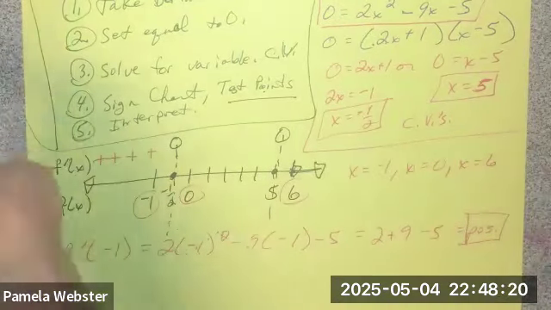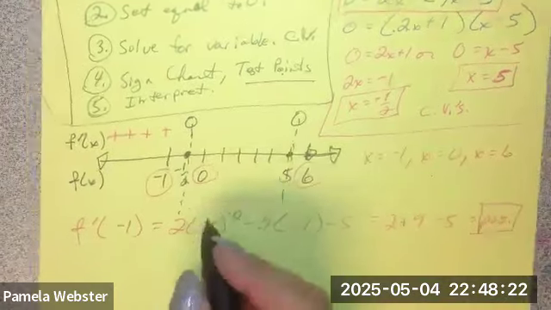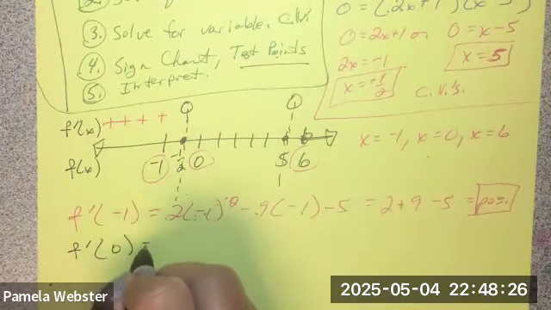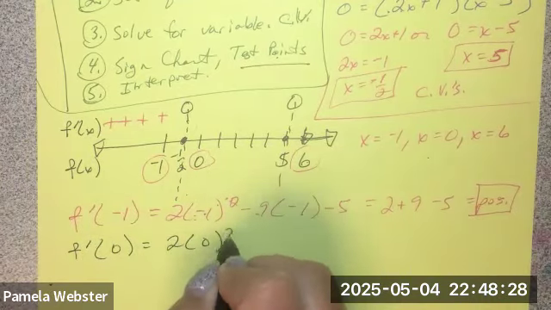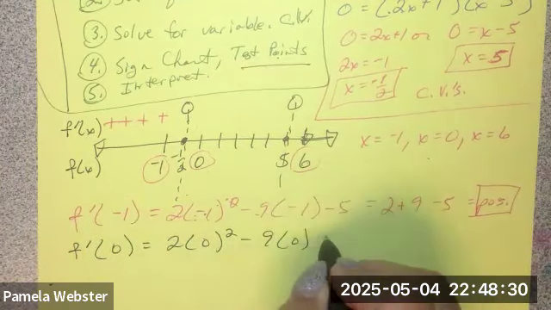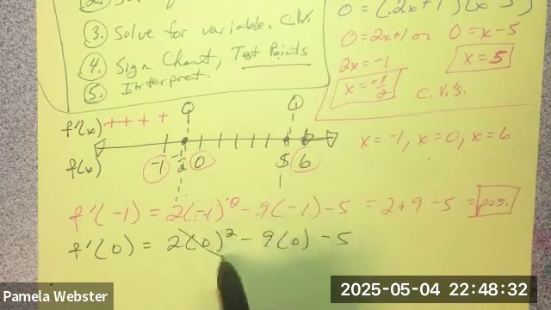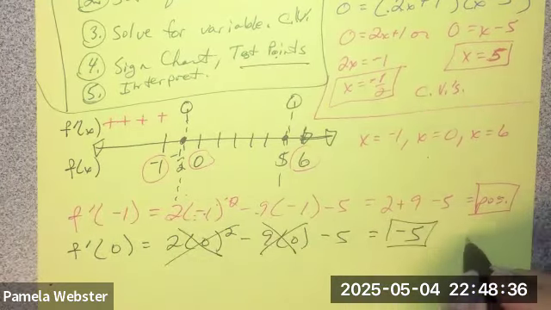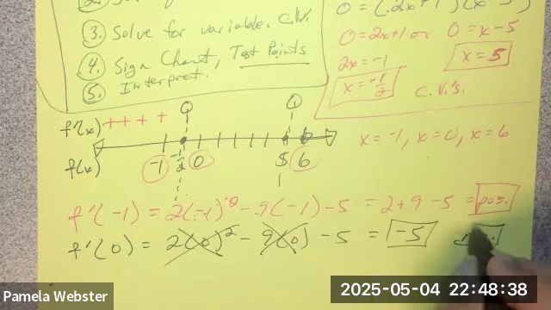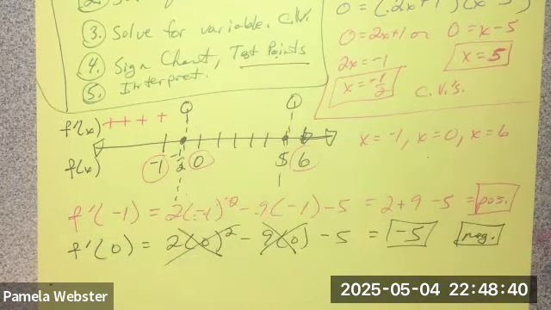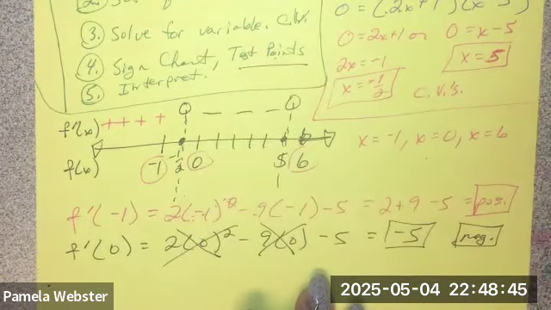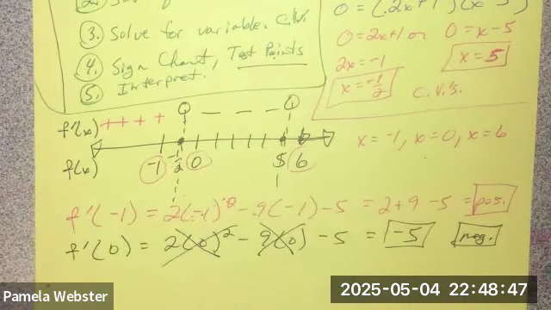Now, my next test point, f prime of 0. 2 times 0 squared minus 9 times 0 minus 5. That's a 0. That's a 0. This is negative 5. What I care about is that it's negative, right? I don't really care about the value, just that that center section is negative.